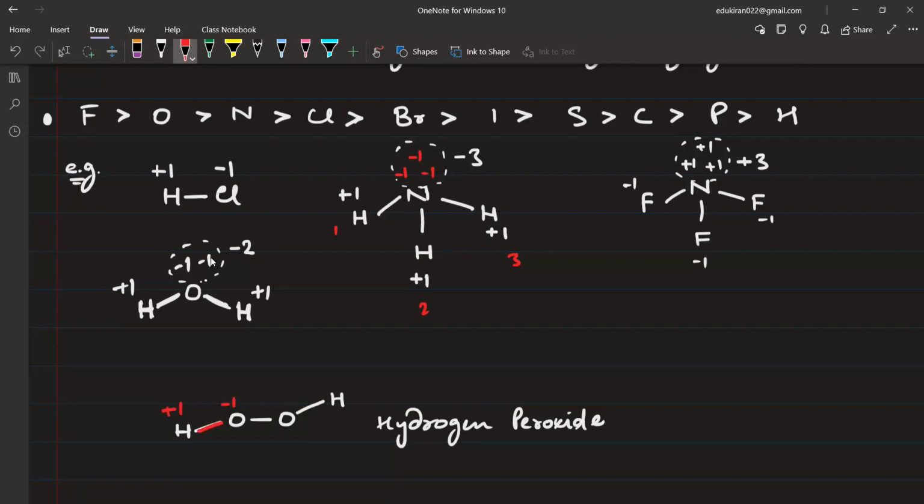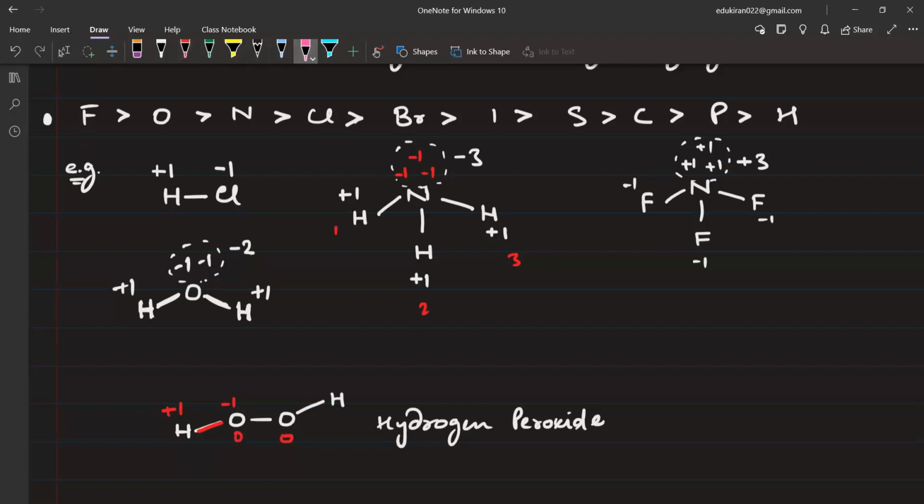Now tell me, between oxygen and oxygen, which is more electronegative? I am only talking about this bond. Oxygen and oxygen are the same, right? So there will be no charges because of that bond. So due to this bond, this one will be 0 and this one will also be 0. The next bond that we have, because of it both will be 0.